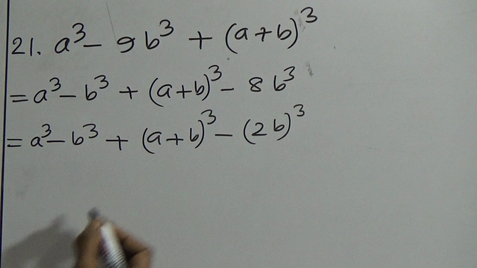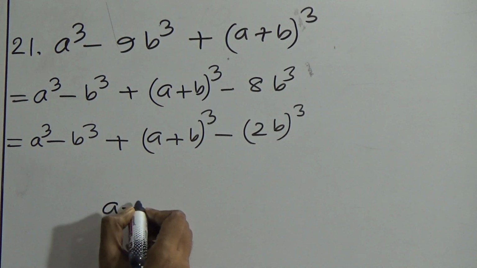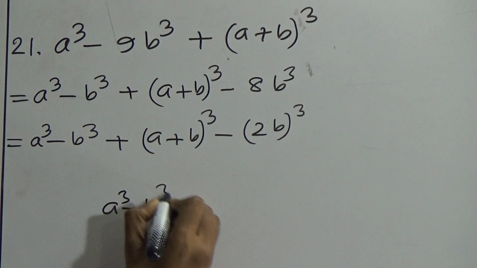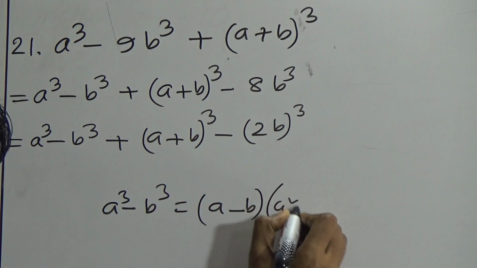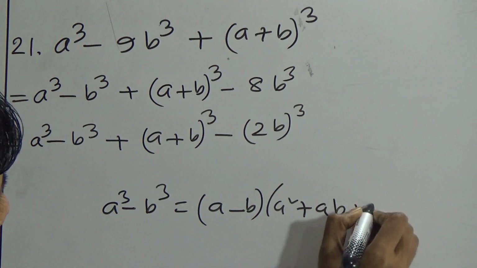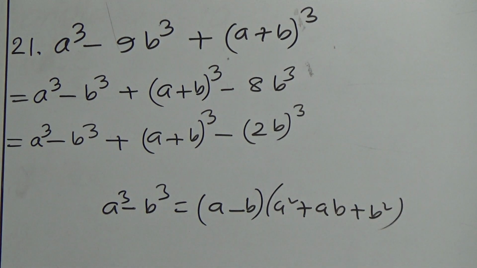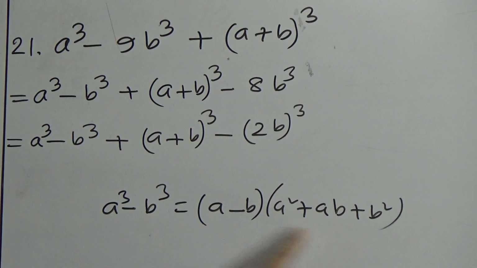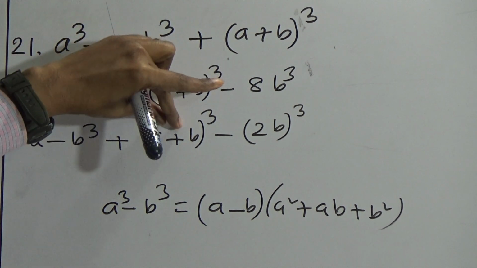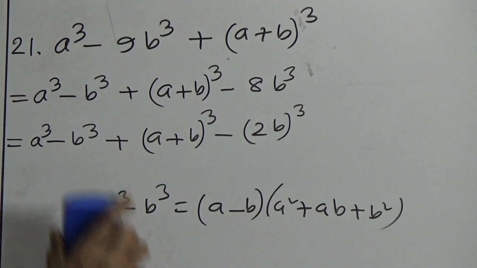Student, we know the formula: a cube minus b cube equal to what? (a minus b)(a square plus ab plus b square). We know a cube minus b cube equal to (a minus b) into (a square plus ab plus b square). So we have to write these two expressions like this formula. Look, you have to consider now a means what? a plus b. b means 2b.